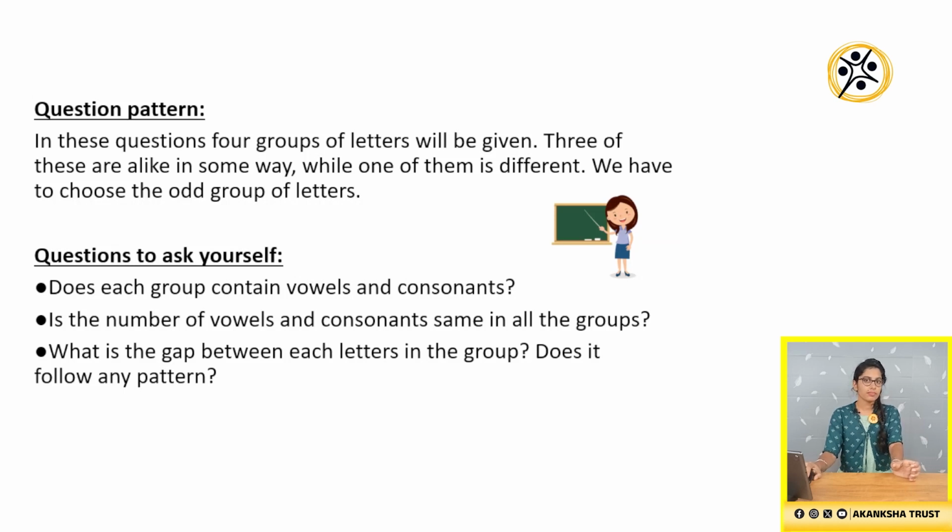While looking at any question, you have to ask some questions to yourself. So what are those? First, does each group contain vowels and consonants? We will look into it deeply in the next slide, but for now remember that in each group you have to look for vowels and consonants, and check whether the number of vowels and consonants is the same. For that you have to count. Also look for the gap between each letter, and whether it follows any pattern or not.